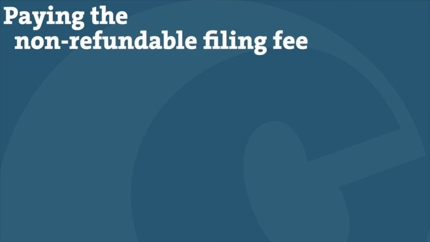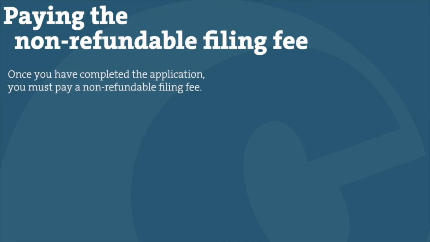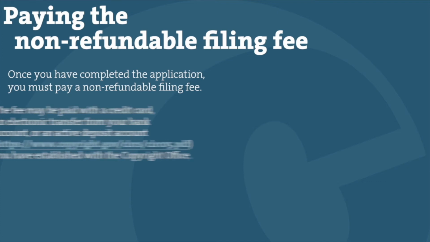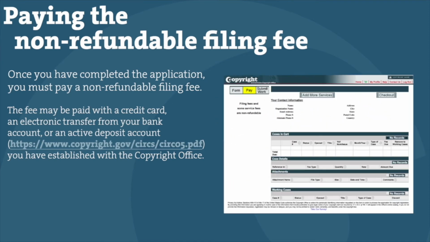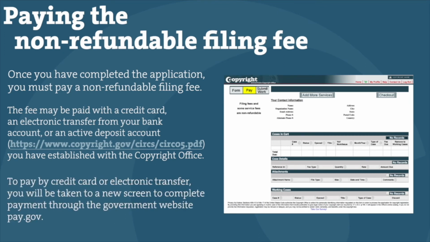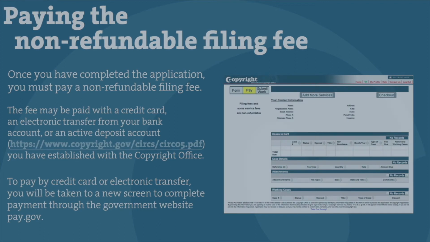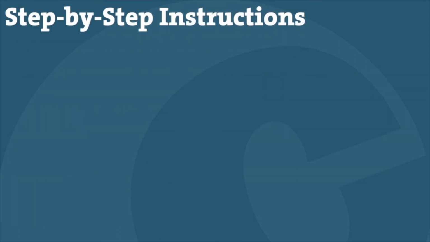Paying the non-refundable filing fee. Once you have completed the application, you must pay a non-refundable filing fee. The fee may be paid with a credit card, an electronic transfer from your bank account, or an active deposit account you have established with the Copyright Office. To pay by credit card or electronic transfer, you will be taken to a new screen to complete payment through the government website pay.gov.